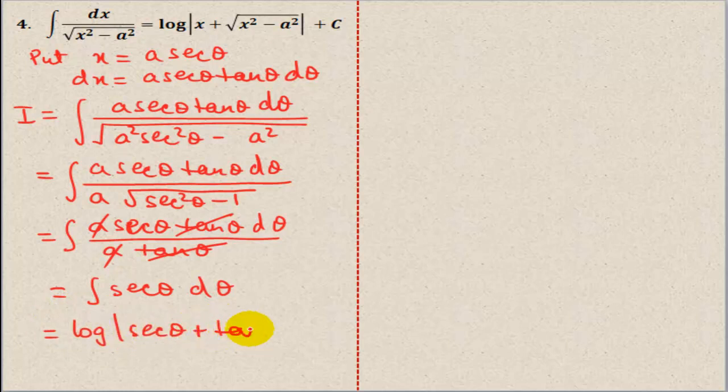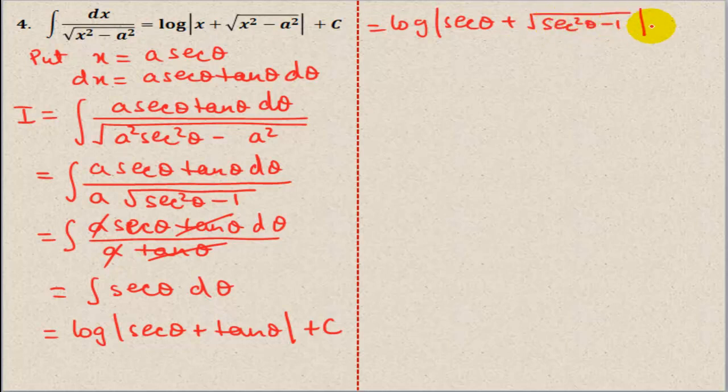This is the integral of sec theta plus constant of integration. But then again we need to convert it in terms of x. Already one of the terms is sec theta. We will be able to replace it by x over a. So we'll try to make some changes in tan theta. We can write it as log of sec theta plus square root of sec square theta minus 1. This is what we can write for tan theta.